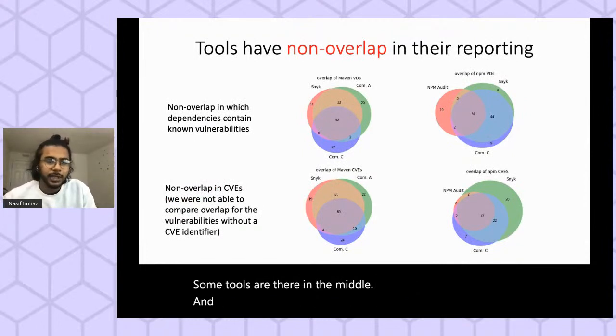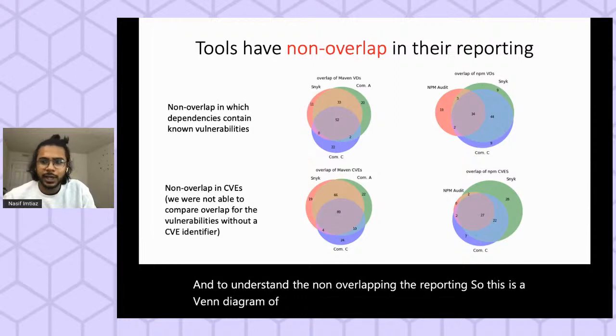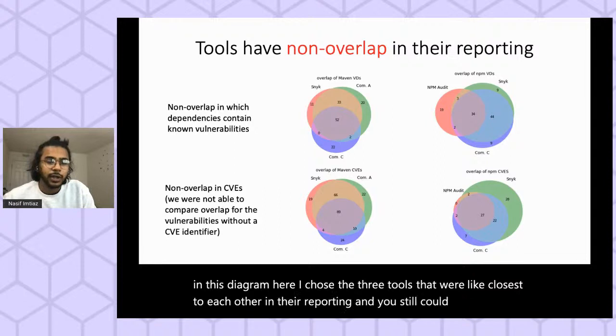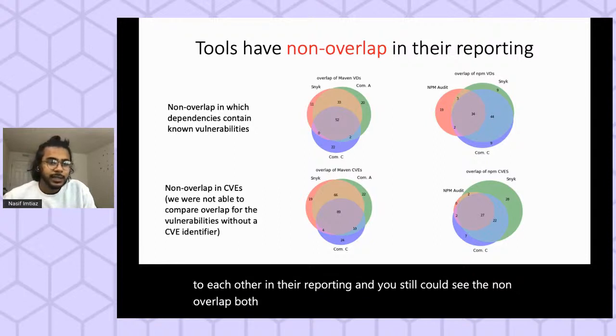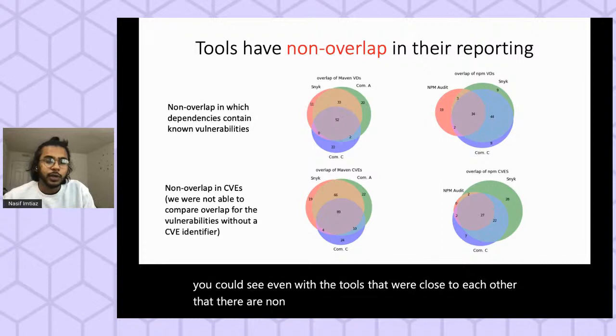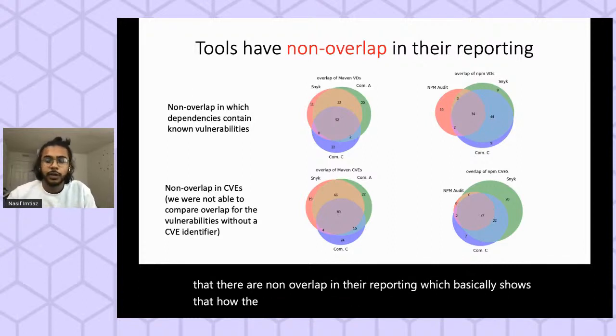And to understand the non-overlap in the reporting, this is a Venn diagram of 3 representative tools. I want to note that in this diagram, I chose the 3 tools that were closest to each other in their reporting, and you could still see the non-overlap both in the dependencies they reported and the CVEs. Even with the tools that were close to each other, there is non-overlap in the reporting, which basically shows how the tools differed from each other.